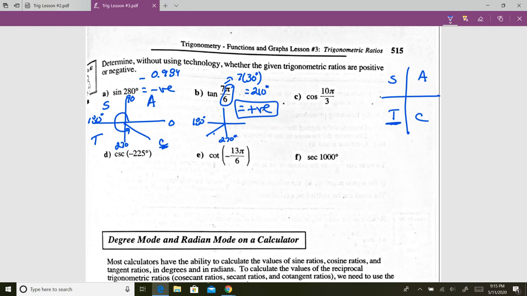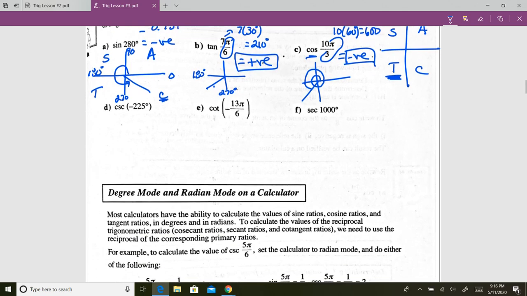Alright, cosine of 10 pi over 3. Pi over 3 is, hopefully you said, 60 degrees. So 10 of them is 600 degrees. So all the way around once is 360. Another 180 is 540, and I've got to go 60 more degrees, so I'm ending up there. Okay, we're in the 3rd quadrant, but only tan is positive in the 3rd quadrant, so this should be a negative number. And you can check these by punching them in your calculator.